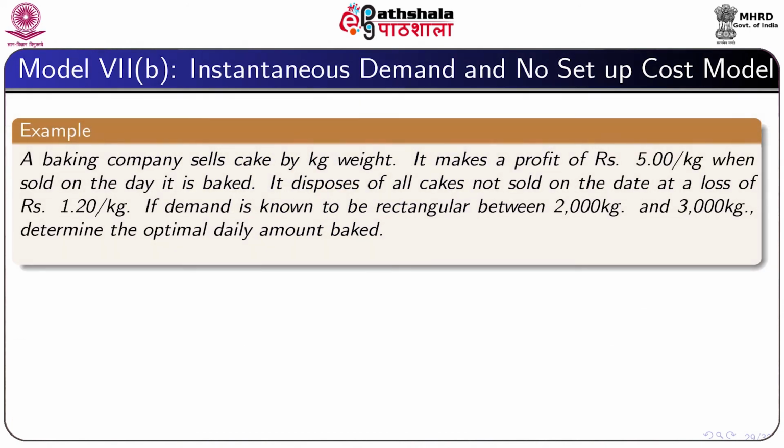Now, we consider an example. A baking company sells cake by kg weight. It makes a profit of rupees 5 per kg when sold on the day it is baked. It disposes of all cakes not sold on the day at a loss of rupees 1.2 per kg. If demand is known to be rectangular between 2000 kg and 3000 kg, we have to determine the optimal daily amount baked.